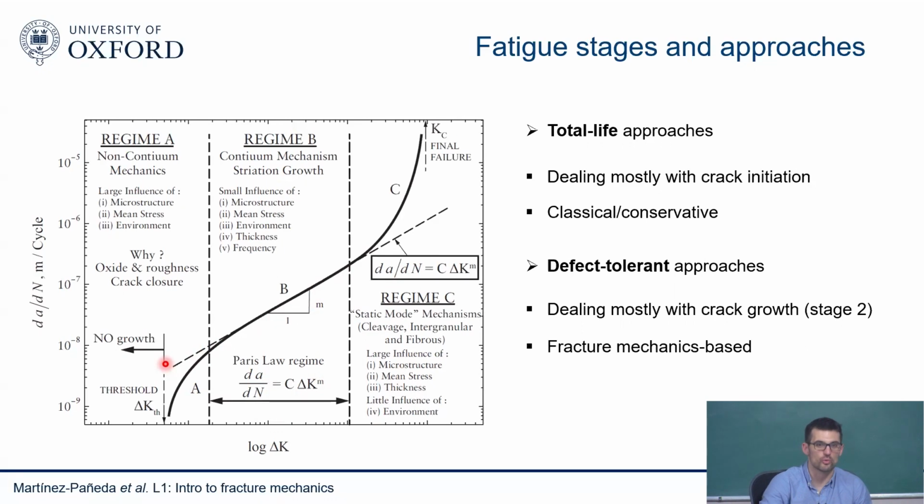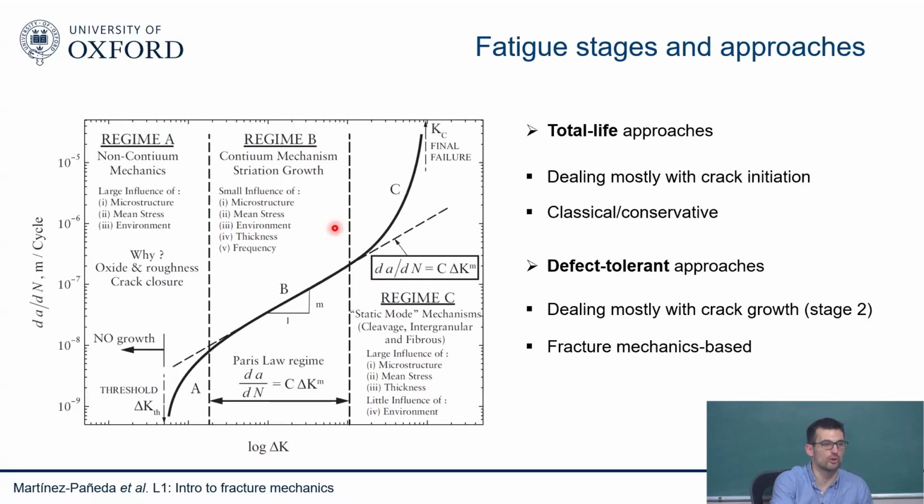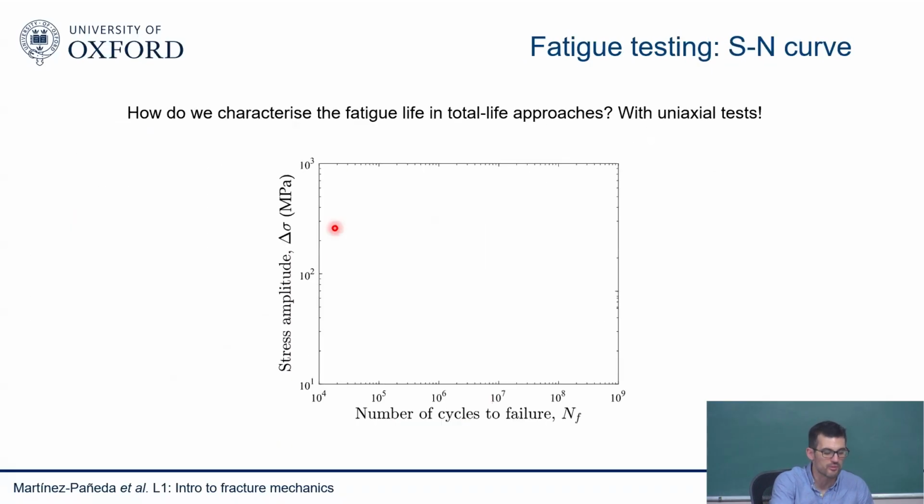You do inspections. You determine how many cycles it's going to take for that crack of a given inspected size to reach a critical quantity, and then you replace your component before failure happens. And then, of course, in between, you do various inspections to make sure that you're not deviating from what you thought. So let's look first at the first approach, these total life approaches. How do we normally come up with these total life approaches?